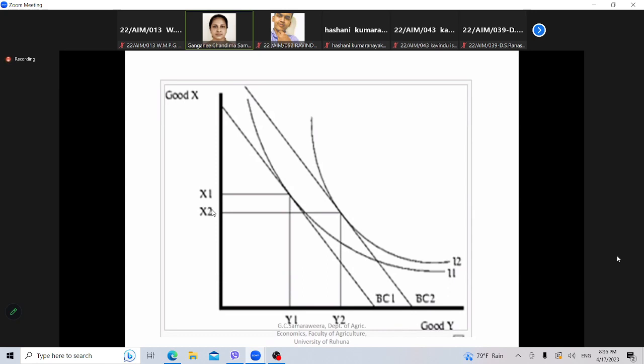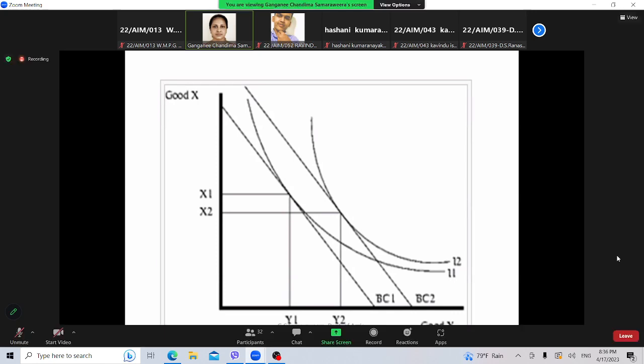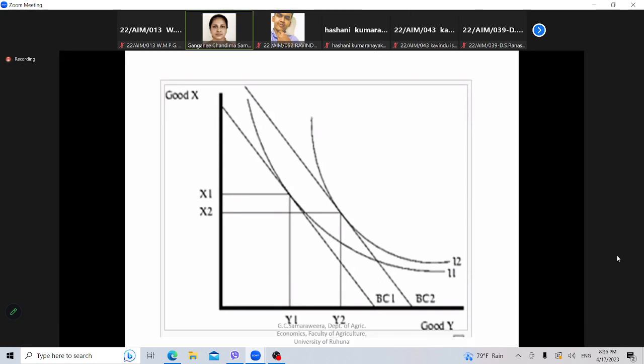But see here X. When income, previous income, the demand for good X is X1. But when income increases to I2, demand decreases from X1 to X2. Here demand is decreasing, here demand is increasing. Therefore, good X is the inferior good. Good Y is the normal good.